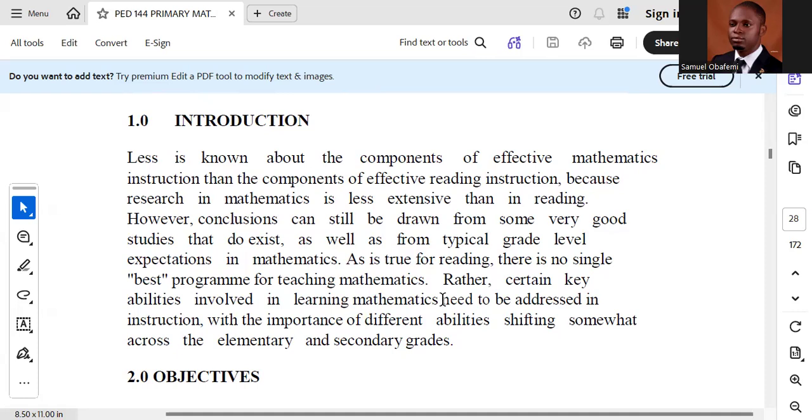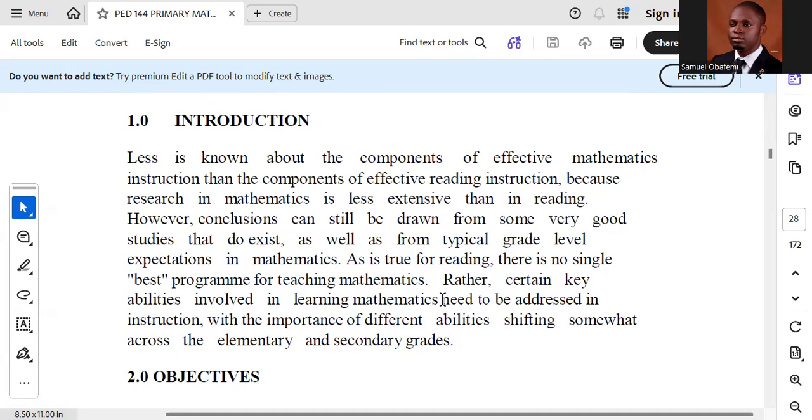Now, as a form of introduction to this unit, research has not produced one single method that can be called the perfect method of teaching mathematics. Instead, effective mathematics teaching requires the teacher to develop several abilities in learners. For example, a child needs to understand mathematics ideas, remember basic facts, follow mathematical procedures when solving challenges in mathematics, then apply mathematics to everyday situations and probably solve word problems.